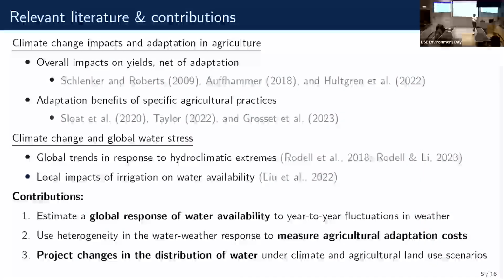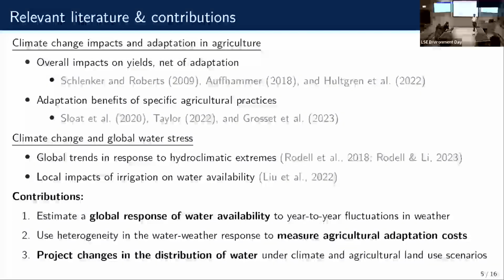However, there hasn't been a global analysis of the response of water availability to temperature that accounts for this endogenous use of agricultural practice. And so our contributions, in more concrete terms, are the following. First, we estimate this global response of water availability to year-to-year fluctuations in weather. So relative to this natural science literature, we're bringing in panel fixed effects methods to think about what a more plausibly causal relationship between these two things is.